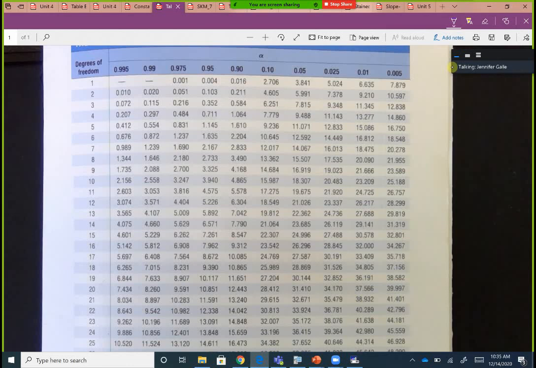Okay, so our alpha over 2 is going to be 0.05. Our confidence level is 90%, so our alpha is going to be the 10%, and we have to divide it by 2. So alpha over 2 is 0.05. That's going to get us the value on the right side of our table for chi-square right. I do 1 minus that, and it's going to get me the column I need for chi-square left.